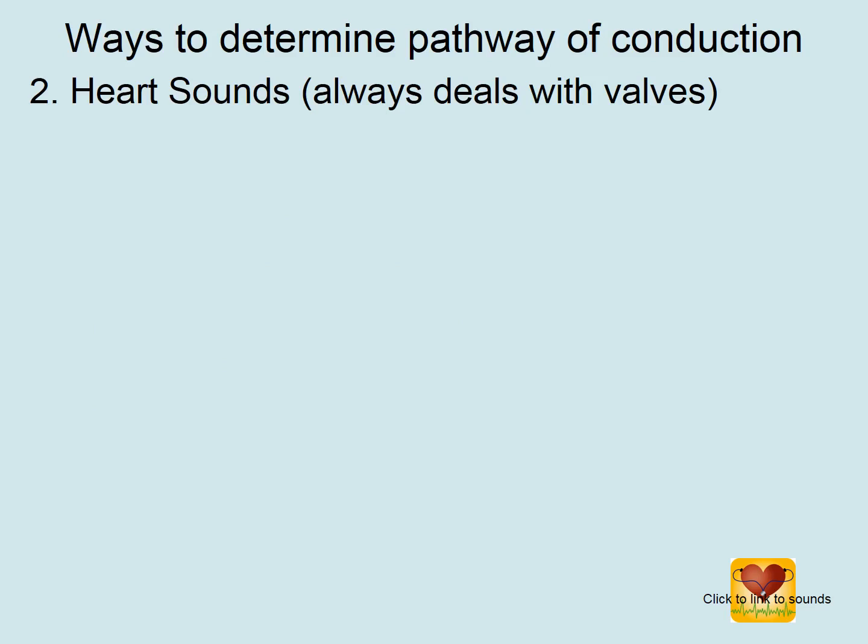The other way that we can determine this pathway of conduction is based off of listening to the fluid movements through the valves of the heart. When we're listening to these sounds, what we're listening to is turbulence around the valves. The fluid as it moves is moving based on what's known as laminar flow, meaning it's flowing very smoothly. Every time we have a contraction, we get a turbulence within that laminar flow. That turbulence causes sound waves to occur, and what we actually hear are those turbulent sound waves.